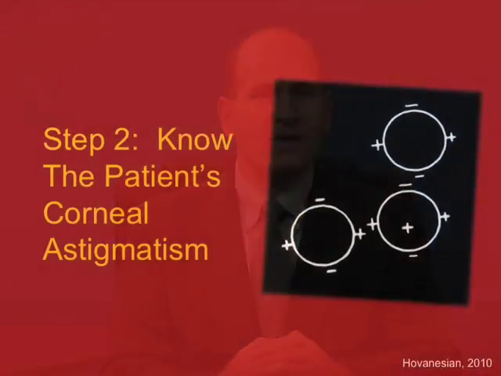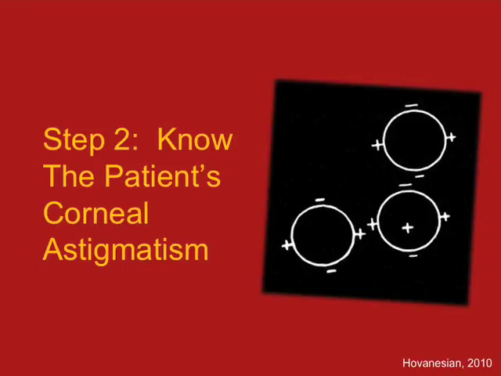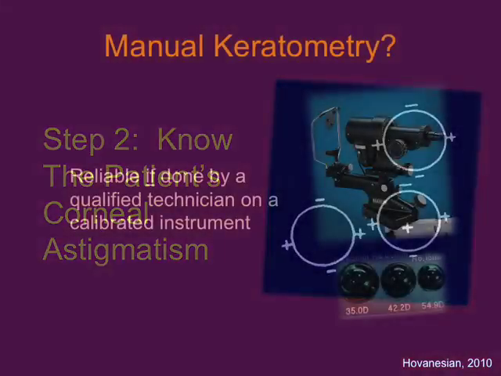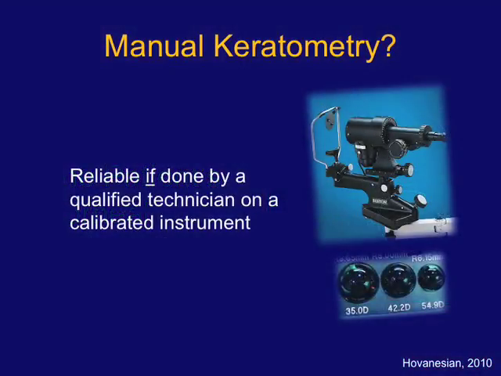Okay, step two is to know your patient's corneal astigmatism. There are a growing number of ways to measure this, and the most commonly used are keratometry, IOL Master measurements, and corneal topography. To get accurate manual keratometry measurements, besides having a good tear film, you'll need to calibrate the instrument periodically using the little steel calibration balls that come with the machine. Also, you'll need to make sure that the ocular of the instrument is properly focused for the technician who's doing the measurements.